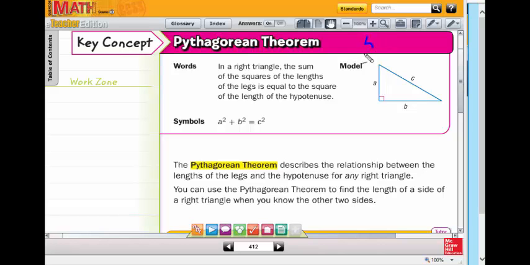Here are your solutions to 5-5. These are the example problems. Lesson 5 is the Pythagorean theorem.